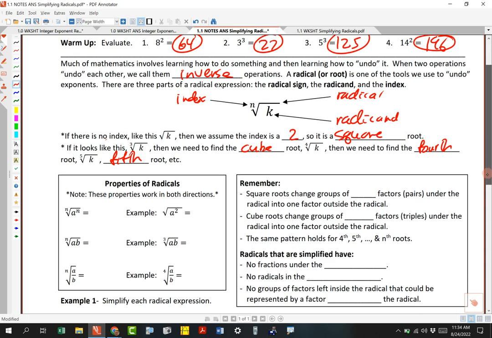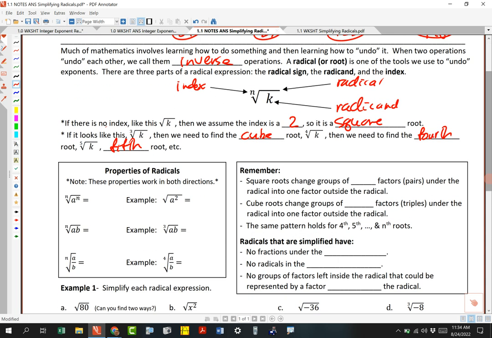So I'm going to slide down here. Now you've talked hopefully a lot about square roots and cube roots, maybe not so much about the other ones, but the ideas are basically the same. So we're going to run through some properties of radicals. So here's the property, and then here's an example. So if we have the nth root, and I know that sounds weird, of a to the n. So if we take a base and raise it to the n, and then we find the nth root.